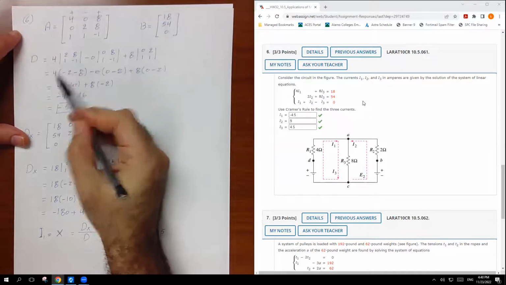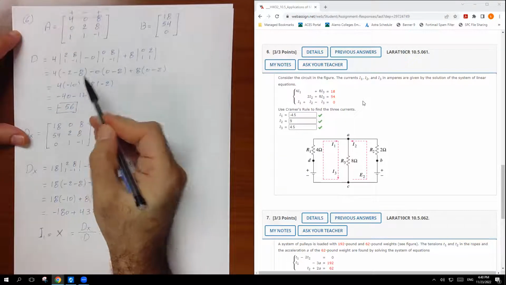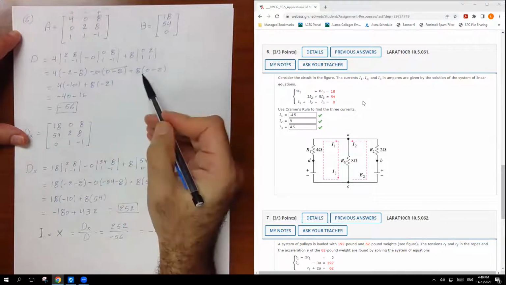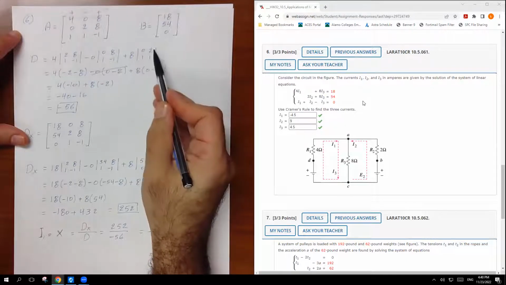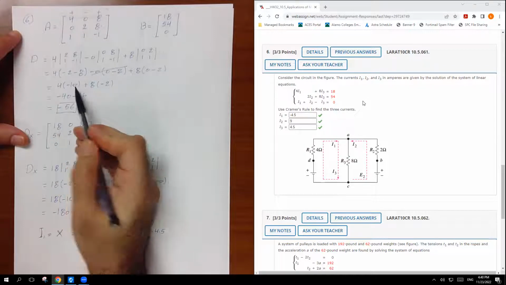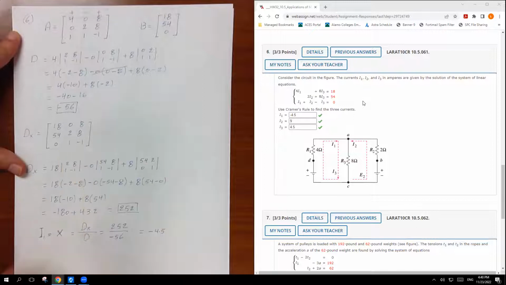Now 4. 2 times negative 1 is going to be negative 2 minus negative 8. Minus 0. The whole thing here is cancelled. Here is 8. 0 times 1 is going to be 0 minus 2. Now it's 4 times negative 10 and 8 times negative 2. So the result is going to be negative 56.